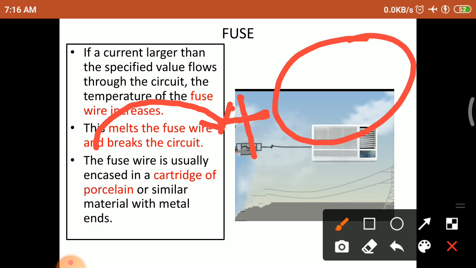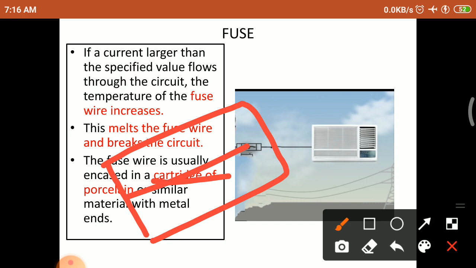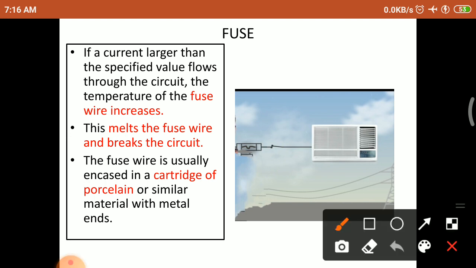And how does it look? If you take a fuse wire, the outer part of the fuse wire must contain a cartridge of porcelain. That means it is covered with insulation. Look at the fuse point in your home circuit. The fuse wire must be covered with a cartridge of porcelain. Do you understand how the fuse wire is helpful in the electric circuit?